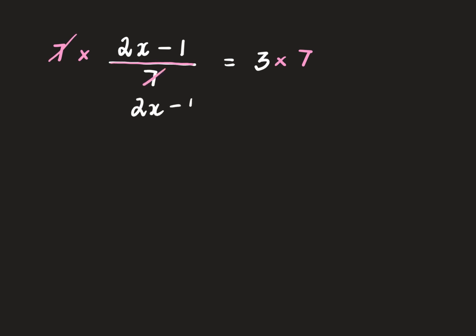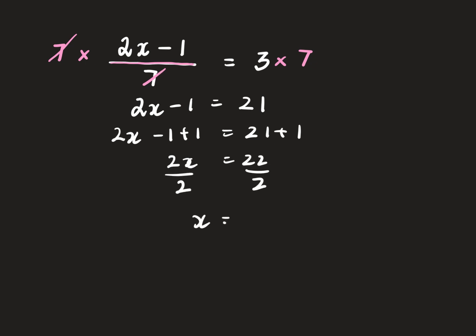Okay, here's another one. Now, remember that I can't deal with this 2 here or this minus 1 until I've looked after that 7. So, how do I get rid of a divide by 7? That's right, I'm going to times both sides by 7. Cancel those straight out again. 2x minus 1 equals 21. 2x minus 1 plus 1 equals 21 plus 1. 2x equals 22. And then x is equal to 11.